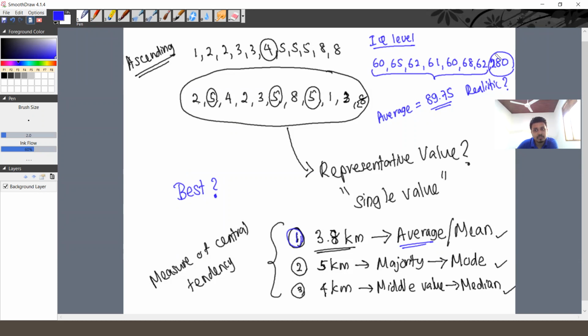Because of one of these extreme values, what happened? That has a huge impact on this measure.